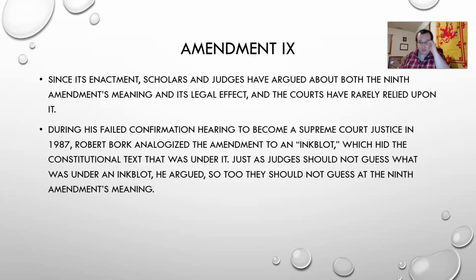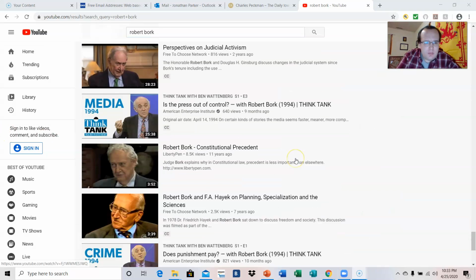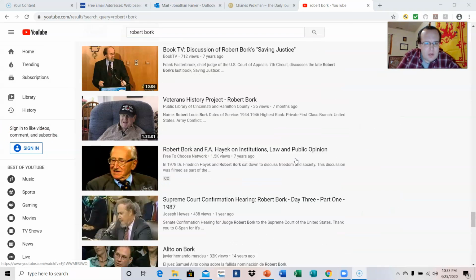So during his failed confirmation hearing to become a Supreme Court Justice, Robert Bork, and if you don't know who Robert Bork is, here's Robert Bork with President Reagan.